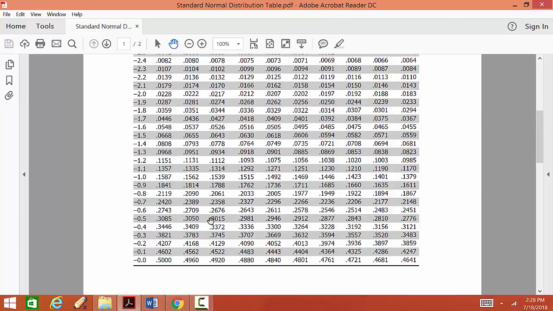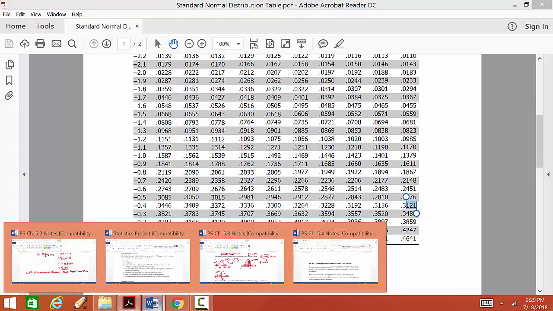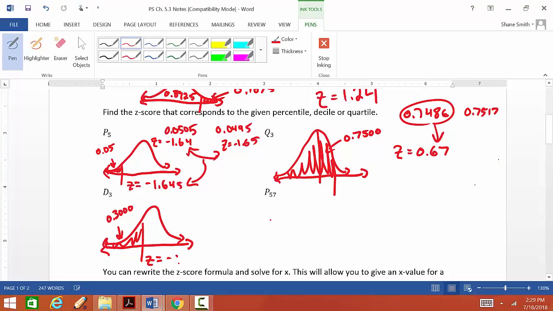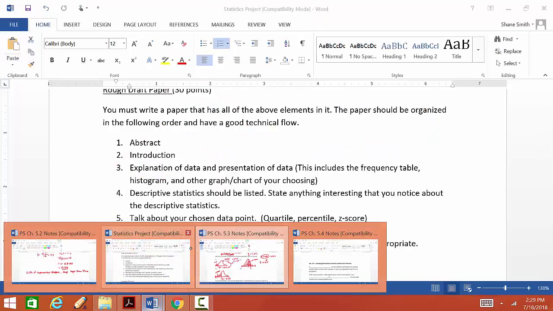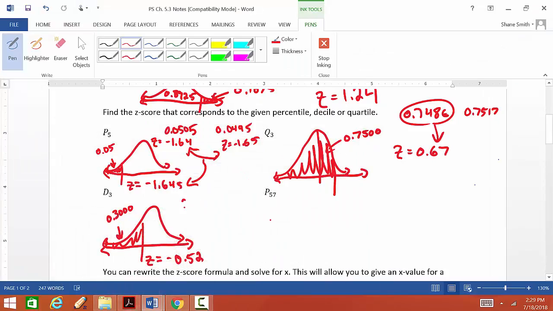And 0.3, we have 0.3015, we have 0.2981. And of those two, it looks like the 0.3015 is closest, which is negative 0.52. So the z-score is negative 0.52. Yeah, and that was 0.3015 and 0.2981. And this guy was the winner. So that was the z-score.